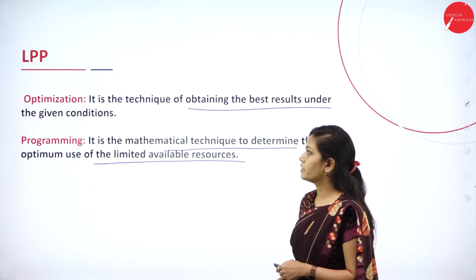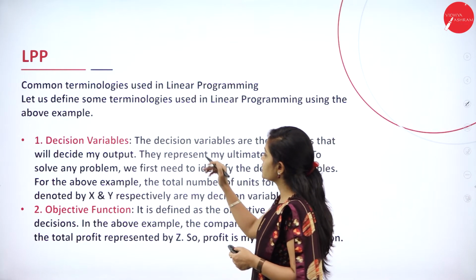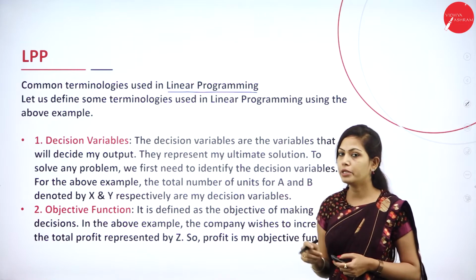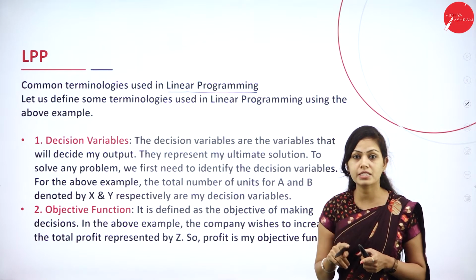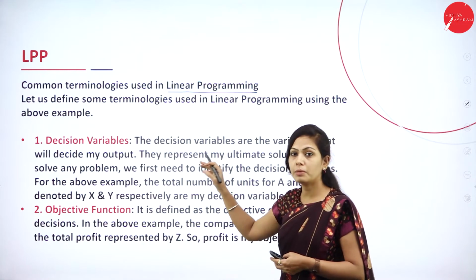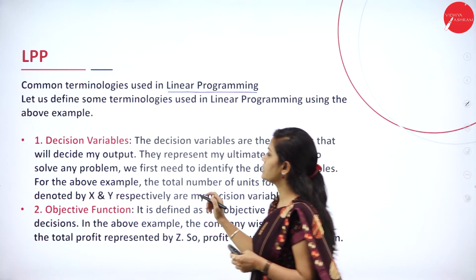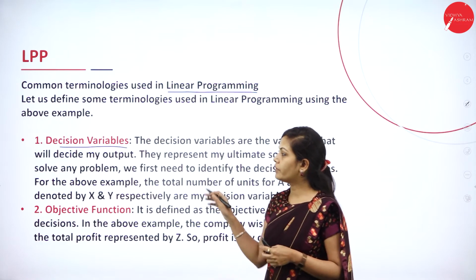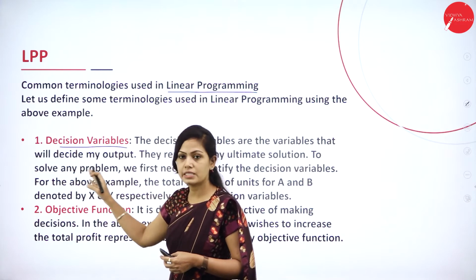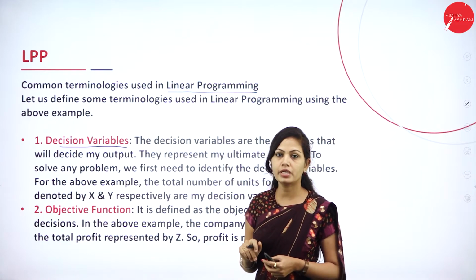So next concept we have, a very important concept, the common terminologies used in LPP, linear programming. In my last session I discussed the basic requirements of LPP. So these are the common terminologies used in linear programming. First one we have decision variables. Here we have to use a decision making concept for representing, so we have to choose a better decision making concept.